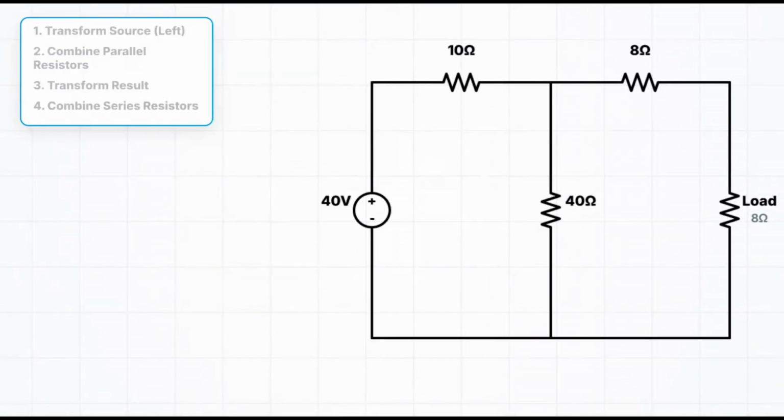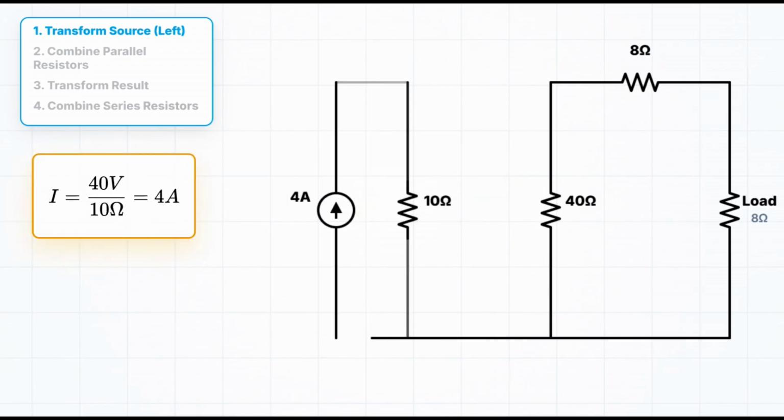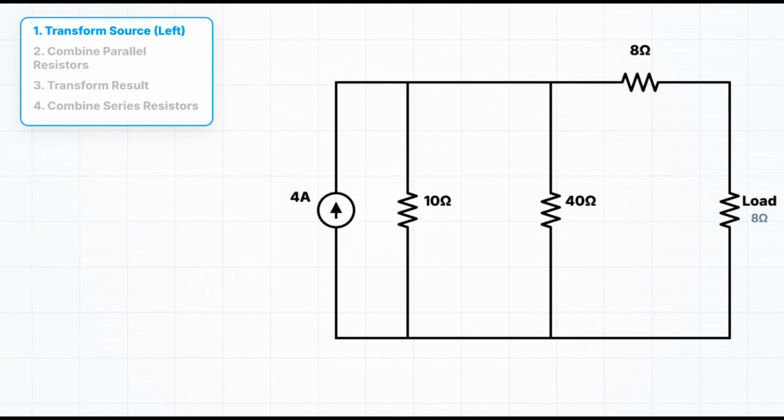Let's try a classic ladder problem. We want to find the voltage Vout across the last resistor on the far right. Let's call this 8-ohm resistor the load. Strategy: we start from the far left, away from our load. We are going to eat the circuit from left to right. Stage 1. On the far left, we see a 40-volt source in series with a 10-ohm resistor. Transform it. 40 volts divided by 10 ohms gives us 4 amps. So now we have a 4-amp source in parallel with the 10-ohm resistor.